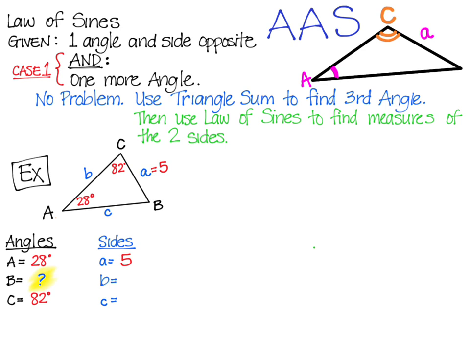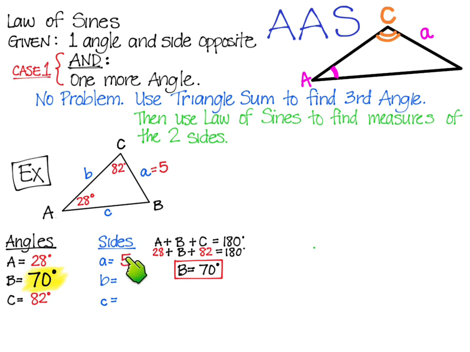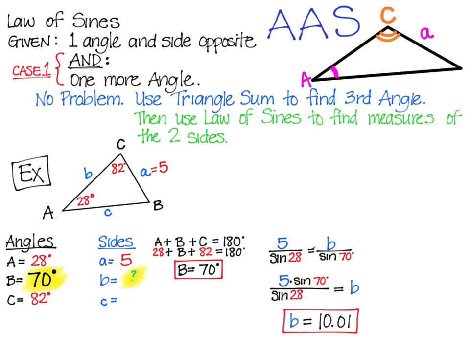We use the triangle sum theorem that said if you add up A, B, and C, we get 180. Plug in the ones we know, solve for the B that we don't, we get 70, and we write it in our chart. The next step is to use law of sines, where we are going to compare this side of 5 to the sine of 28, and that, whatever that is, is going to equal the side of B compared to the sine of 70. We want to solve for B, so we multiply both sides of this equation by sine of 70. And now we type all of this into our calculator and hit enter, and we get 10.01. And we're going to write that in our chart.